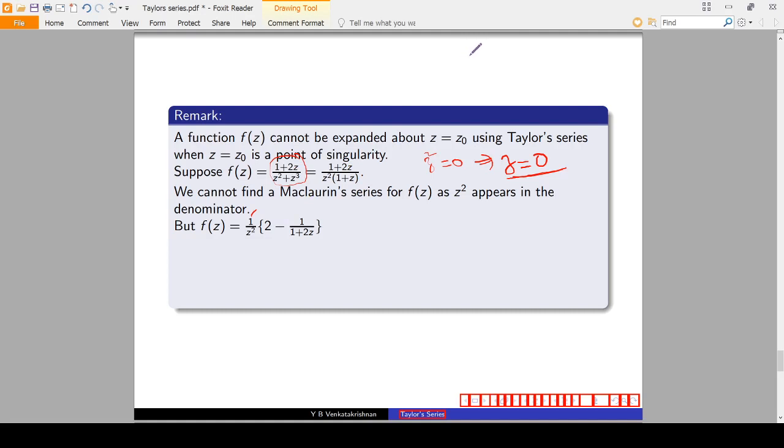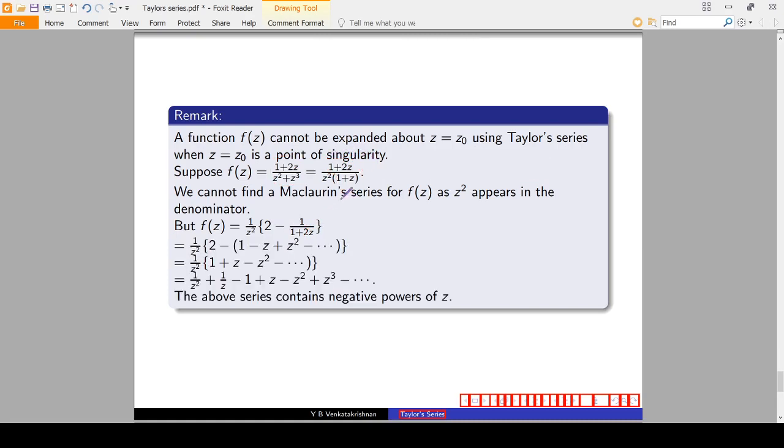Oh, I think I have made a mistake here. It has to be 1 plus z, not 1 plus 2z. So when I do it, I will have (2 plus 2z) minus 1 by (1 plus z). This will be (1 plus 2z) by (1 plus z). So I will write the term (1 plus 2z) by (1 plus z) as 2 minus 1 by (1 plus z).